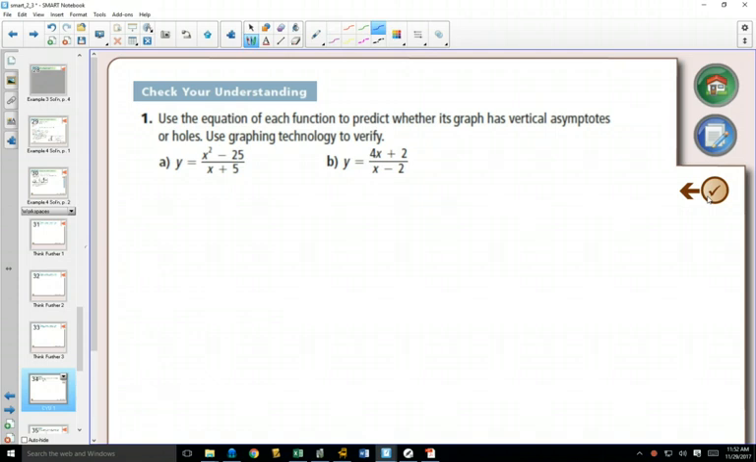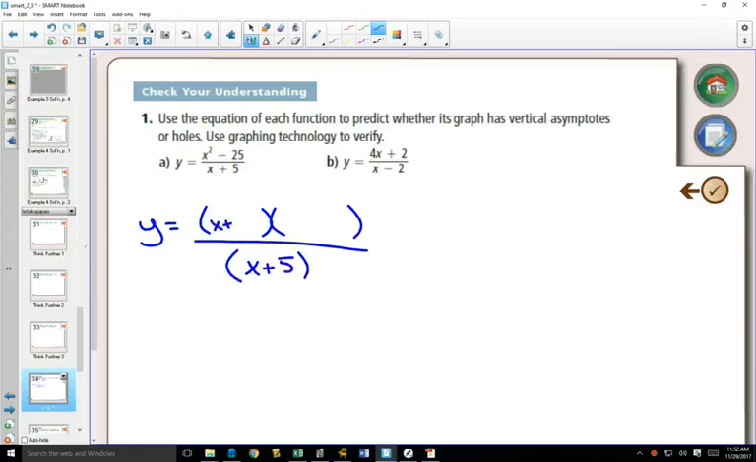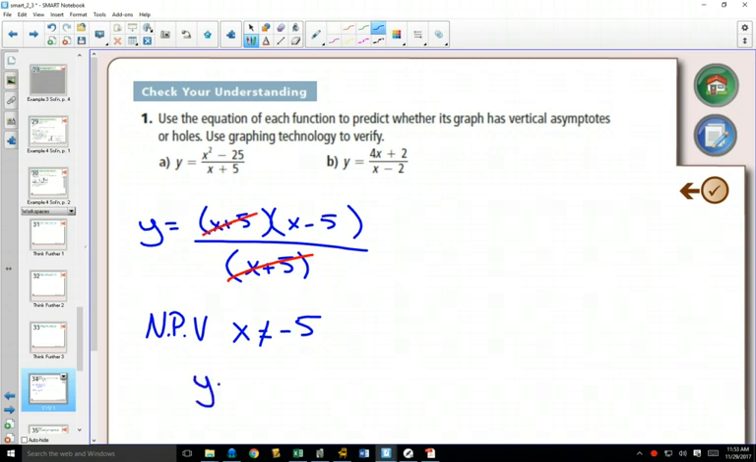So in our first one, we always start by factoring things out completely. The top is a difference of squares. Our non-permissible value, x can't equal -5. That would cause us to divide by 0. In this case, is it going to be a hole or is it going to be a vertical asymptote? It's going to be a hole because it simplifies away. The equation becomes y equals x minus 5.